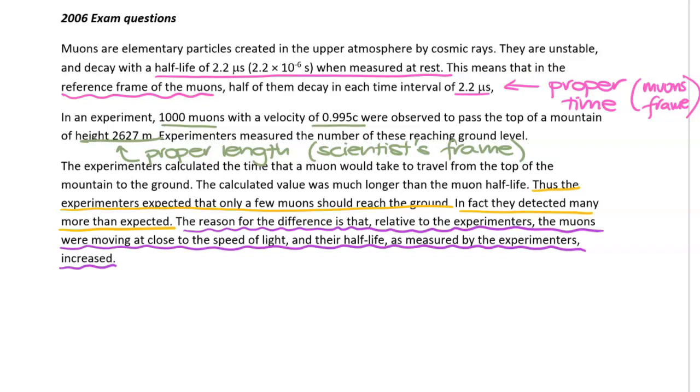The experiment is only expected there to be a few Muons being able to reach the ground, but they actually detected many, many more than expected. And then it talks about the reason is, relative to the experimenters, the Muons were moving close to the speed of light, and their half-life as measured by the experimenters increased.